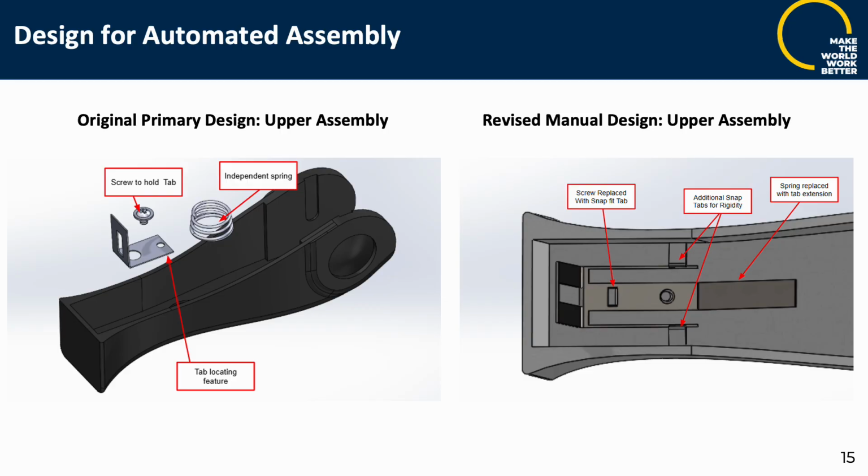DfA 1, reducing part counts, removed the spring and screw, reducing parts from 4 to 2. DfA 2, reducing fasteners, was also considered when removing the screw. DfA 10, features for installation, and DfA 11, locating features, were also considered by adding press fit tabs and keeping the existing locating feature for ease of installation. This reduced costs from around 14 cents to 10 cents.